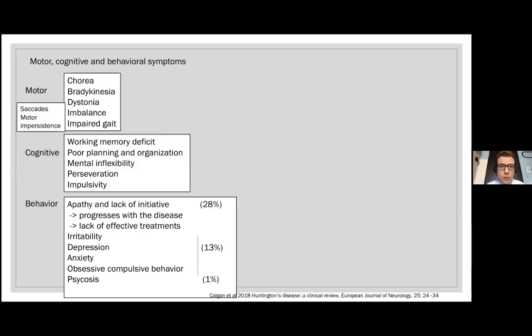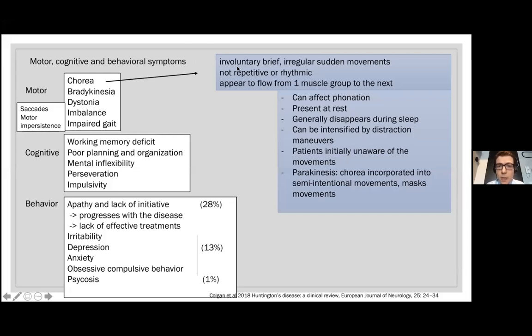Okay, so a little bit more about the symptoms. So in terms of motor symptoms, there is chorea, which consists of involuntary, brief, irregular movements that are not repetitive or rhythmic, and appear to flow from one muscle group to the next. We'll see videos which will help understand. It can also affect phonation, so the speech, and it's usually present at rest, but it disappears during sleep. And it can be intensified when the person is distracted, and the patients usually are not aware of the movements in the beginning, but as the disease progresses, they might start incorporating the choreic dance-like movements into semi-intentional movements.